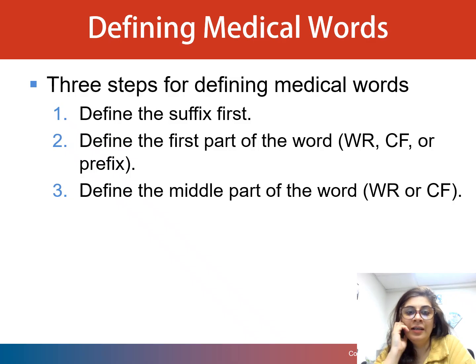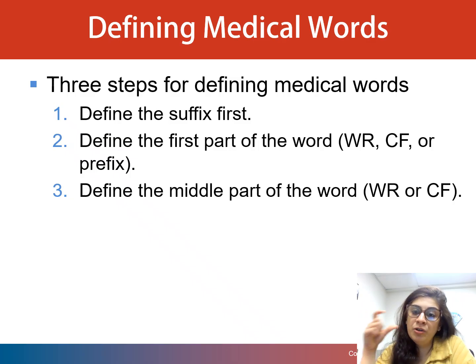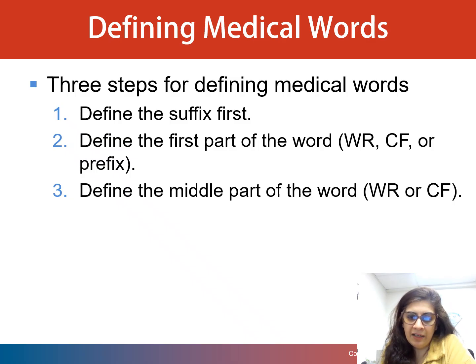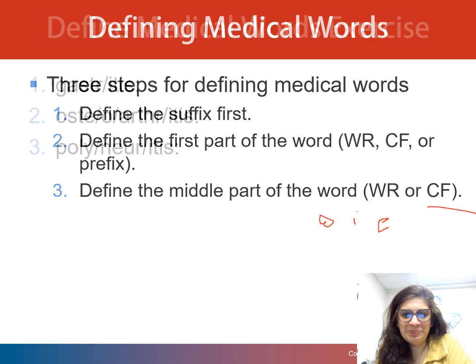It's most important. Then define the first part of the word, which is the word root, the foundation of the word. Then define that because it is just as important too. Or you can have the combining form, which is a vowel, or the prefix. And then after that, you will go to the middle part of the word, which would be the word root or combining form again, which is a vowel. CF is the combining form or a vowel, O. I'm sorry, I can't annotate really well with this pen, but I will try. This is not my handwriting, but I'm doing my best to play along.